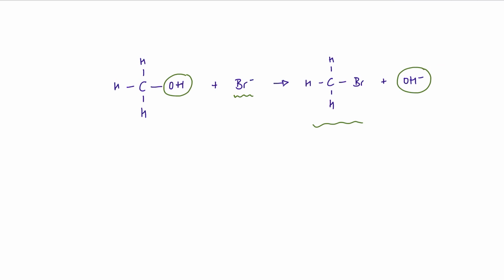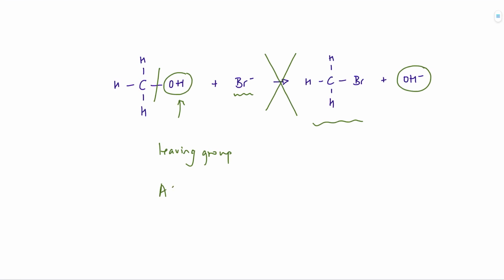However, what we find is that the OH group is a really poor leaving group, which means essentially it is not very keen on breaking the carbon-oxygen bond and leaving. So, under normal circumstances, this reaction is not going to happen. What we need to do is activate the hydroxyl group so that it is much keener on leaving.